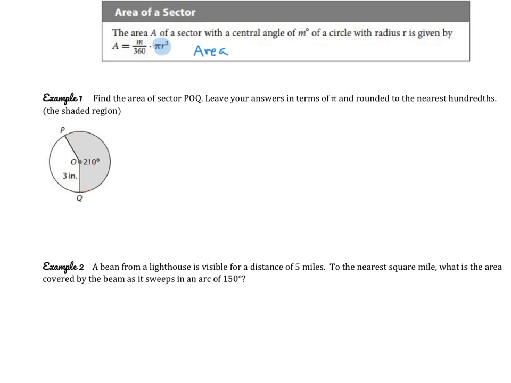So here we can see that the measure of the central angle was given. It's 210 degrees, and we can see that the radius is 3. So we have everything we need for our formula. So we do m divided by 360 times pi times our radius squared. So the first time, when we leave it in terms of pi, I'm going to take 3 squared, multiply it by 210, and then divide by 360.